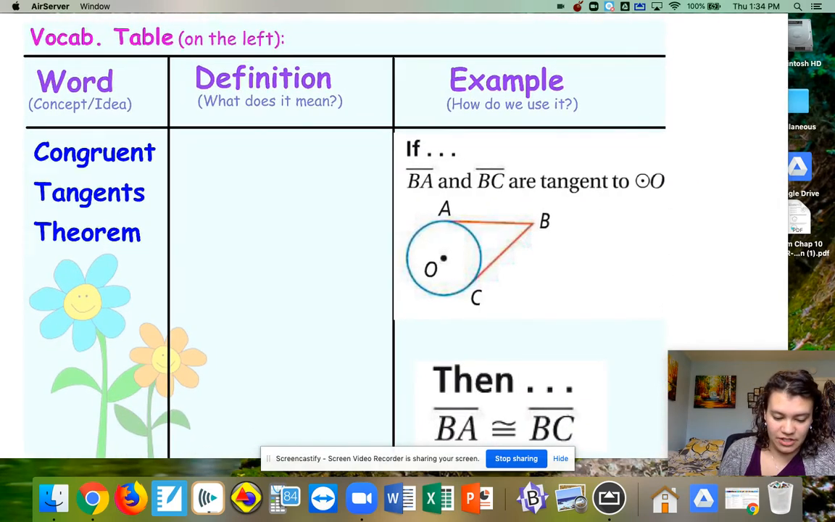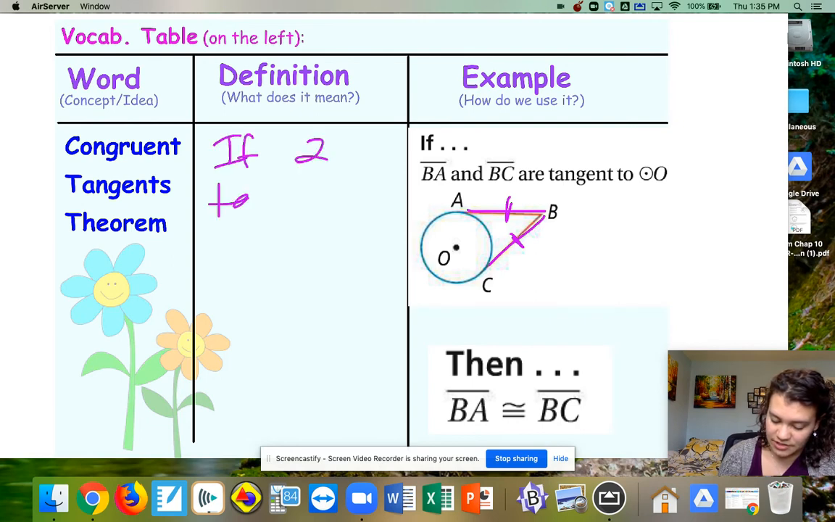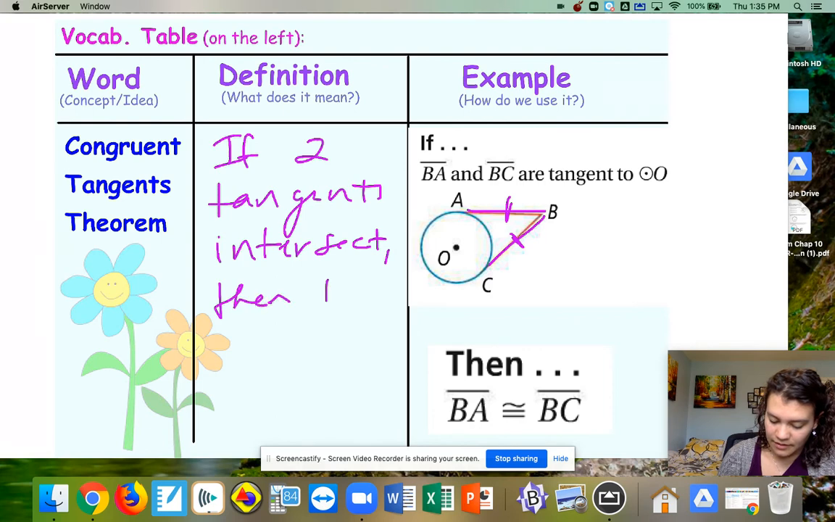The last definition here is the congruent tangents theorem. So if you have two tangents like AB and BC and they touch, they connect, then these have to be congruent or the same length. So if two tangents intersect, then they are congruent.